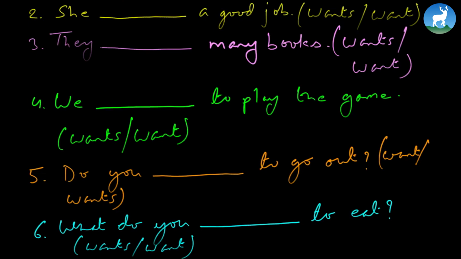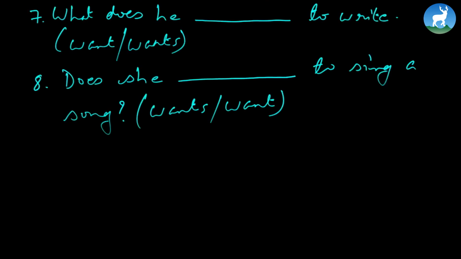Now, having said that, look at this. Again, third person, she. What do you think is the correct answer? I'm going to tick it here. Please observe. Again, it's third person singular. That's why wants. Look at that: they. Third person, they. Again, third person, but it's plural. That's why we choose: they want many books. So this is how you do it. You can do four, five, six, seven and eight in the classroom right now. I'm sure you can do it very well.